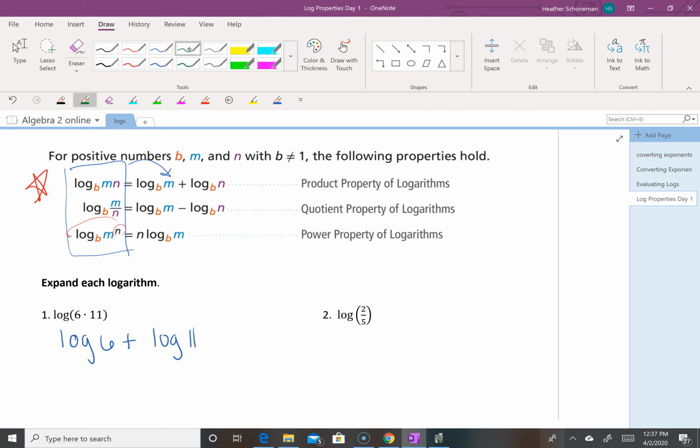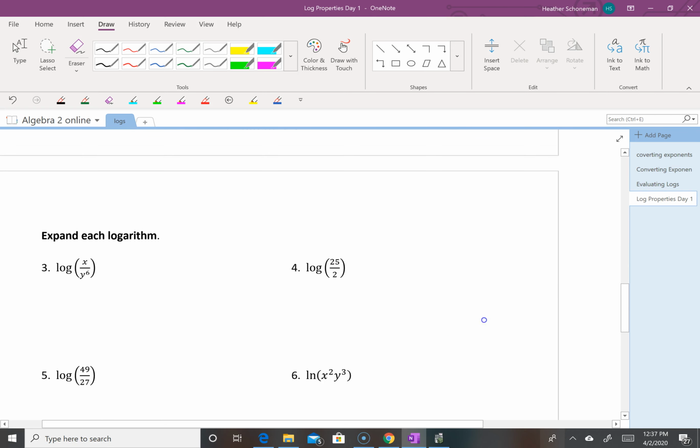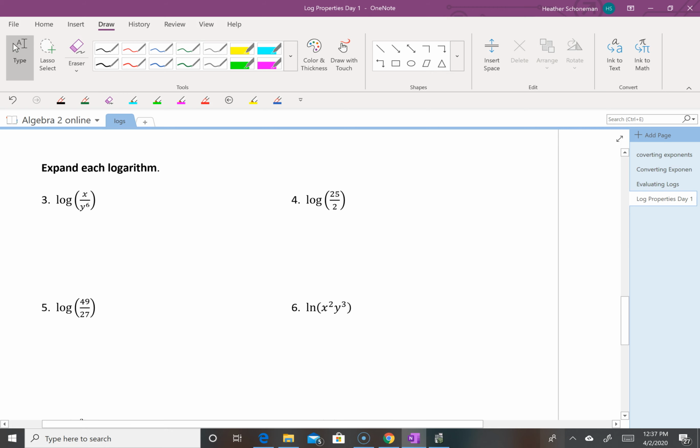All right, the second one, again, it's log base 10, so they don't write the 10, it's just invisible. This one is division. Quotient means division, right? So when it's division, we rewrite it as subtraction. So this would be log of 2 minus log of 5. And I wrote 2 first because 2 was on the top. When you're subtracting, the order matters. When you're adding, the order does not matter. All right, let's try number 3.